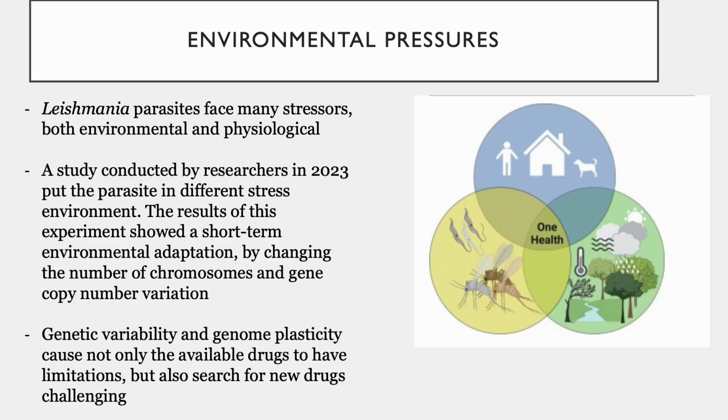Leishmania parasites face many stressors, both environmental and physiological. Environmental conditions such as temperature, pH, and nutrient availability play a critical role in regulating parasite survival and differentiation. As Leishmania transitions between the sandfly vector and the mammalian host, it encounters new pressures like oxidative stress, immune response, and drug exposure. These stressors push the parasite to adapt, and over time, they can select a more resistant strain.